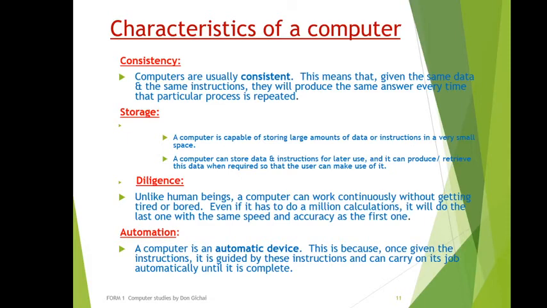That is very good. If you give a computer certain data and you don't change it and then ask for a result, it will give you the same result even if you repeat that a million times. Then storage. A computer is capable of storing a large amount of data or instructions in a very limited space. That is very true. Therefore, that is another characteristic of a computer that makes it better than a human being.